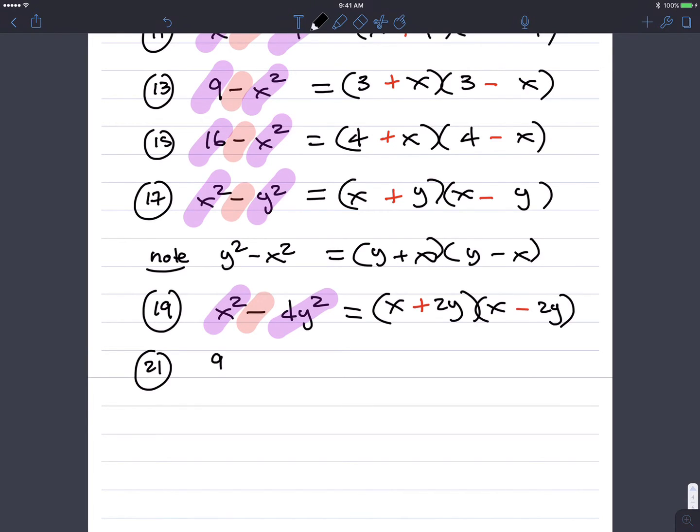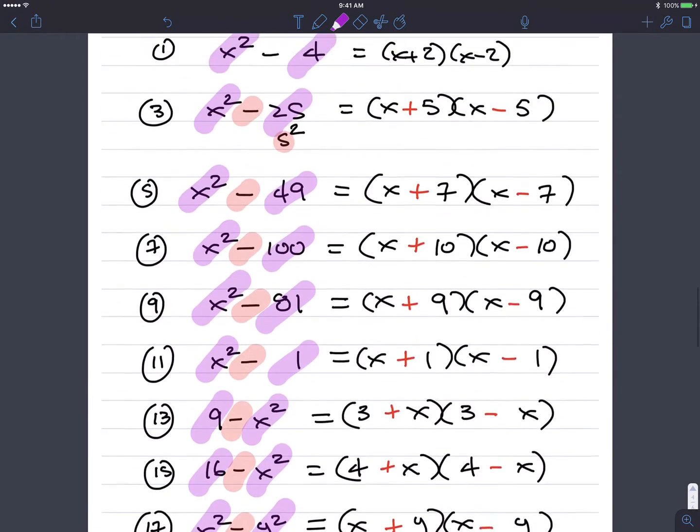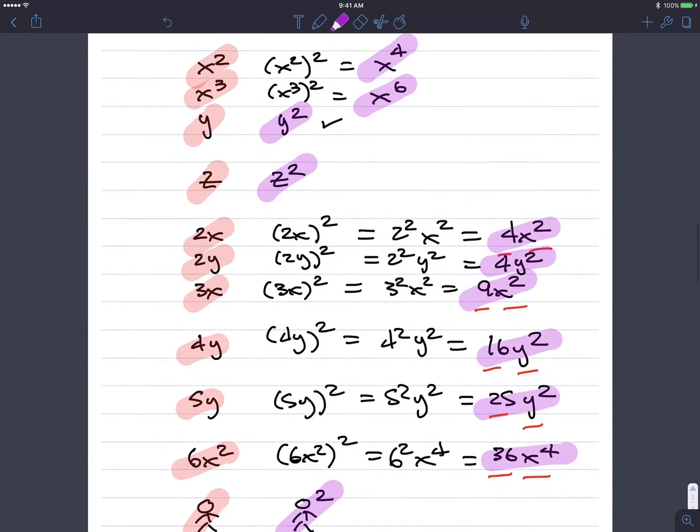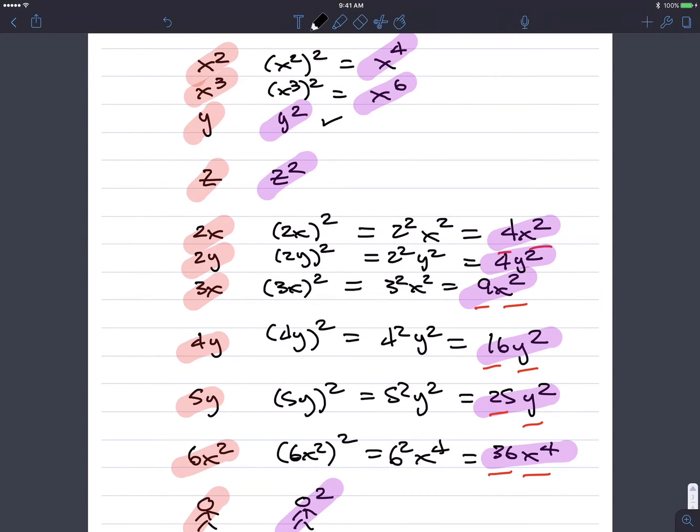Number 21. 9x squared minus, what is that? Is that y squared? Okay. All right. We have a difference, don't we? And what else do we have? Is 9x squared a perfect square? It is. What about y squared? It is. So let's see. Do we have to go find 9x squared on our list? Do we have it? We sure do. 9x squared was a perfect square. What was the base? 3x. So make sure you generate this list so you can see what perfect squares are.